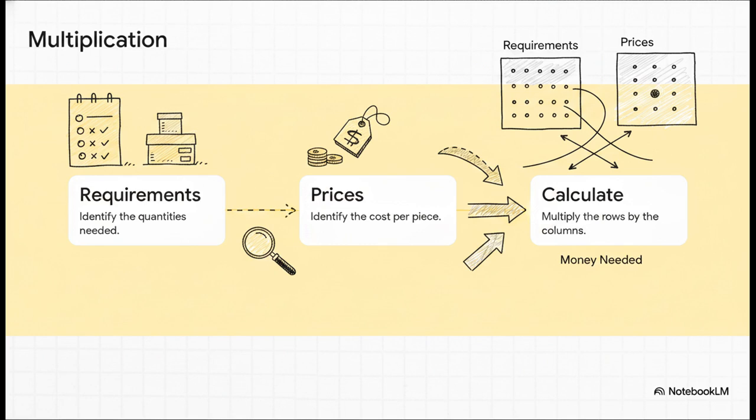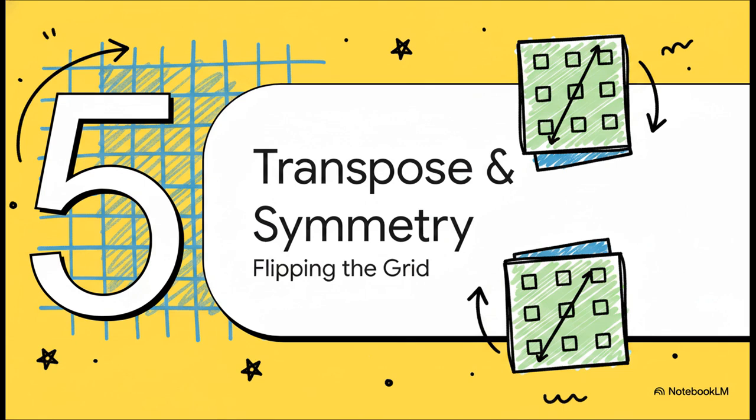Step 3, to find the total money needed, you take a row from your requirements, multiply its elements sequentially by the elements in a column of your prices, and then you just add those products together. It's a deliberate, systematic weaving of rows across columns that perfectly calculates all this complex, layered data into a brand new, highly useful matrix. And finally, Section 5, Transpose and Symmetry.